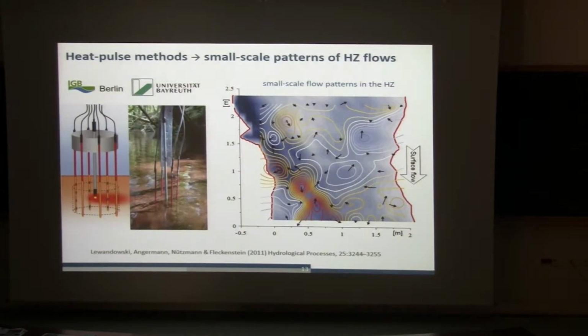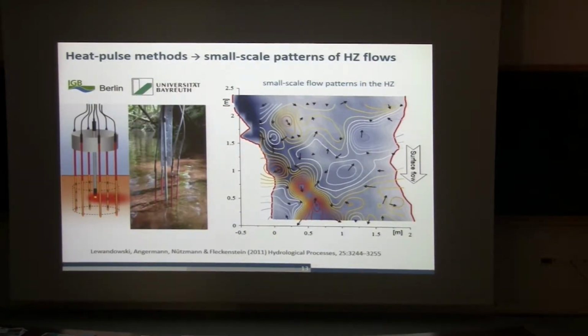Another method with heat that we've been working with is a device that we proposed in 2011. It's like active heat methods, where we have a heat emitting point, a heat source, and then a cylindrical array of temperature sensors around it that you can put into the hyporheic sediments to get these small scale flow vectors in the hyporheic zone. And this is just an example from a small river in Germany showing the directions of the flow vectors, and the colors refer to upward to downward fluxes, blue being downward and the yellowish, warmer colors, upward.